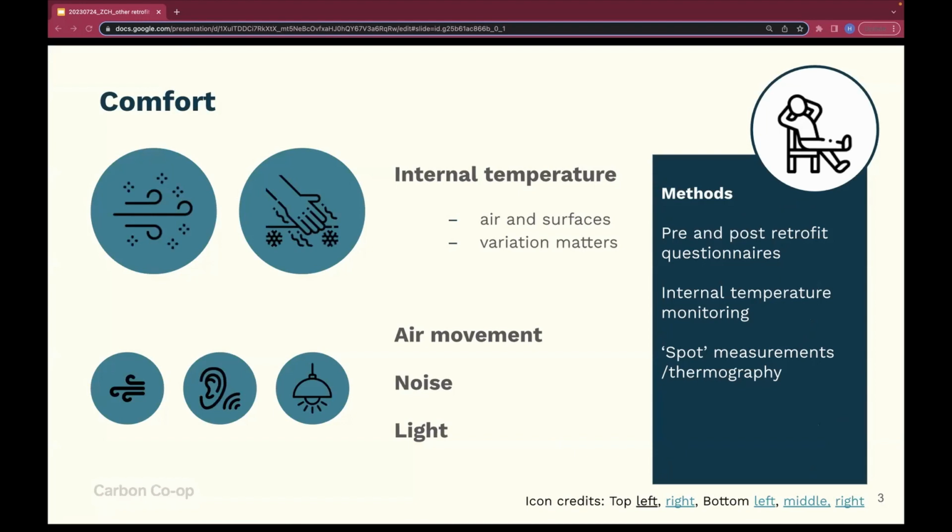I guess this is the ultimate one, very subjective. What's comfortable for me might not be comfortable for you, vice versa. But broadly speaking, comfort is affected by factors like internal temperature, but also air movement, noise, light, and it's also linked obviously to things like humidity, which I'll cover on another slide.